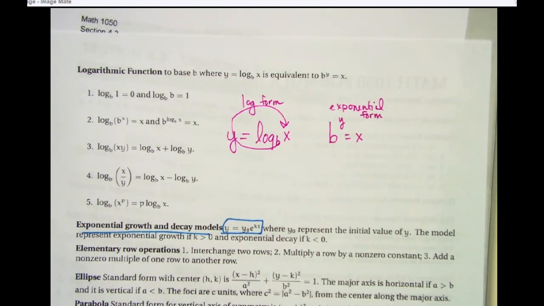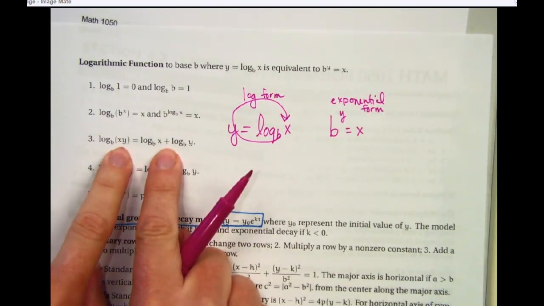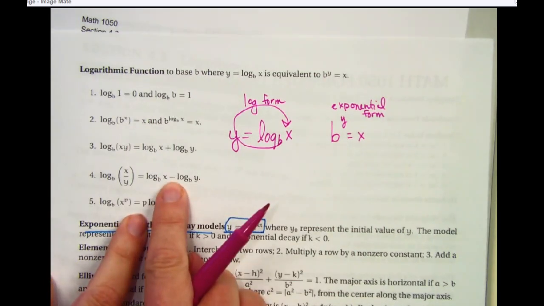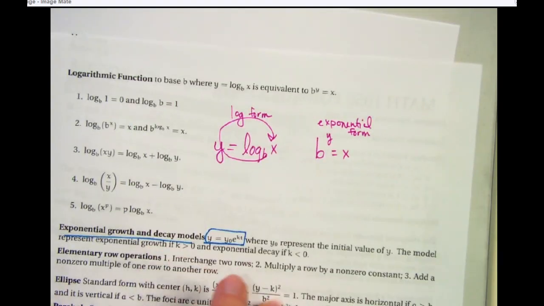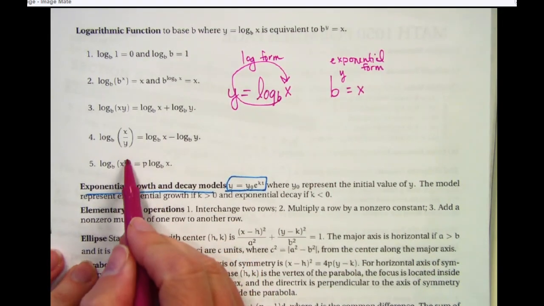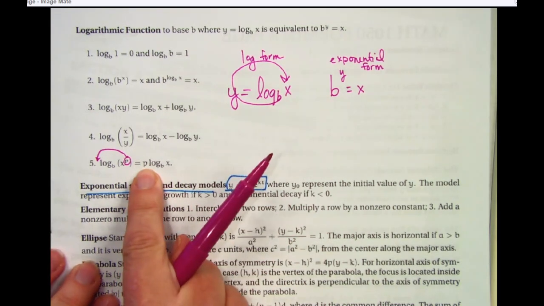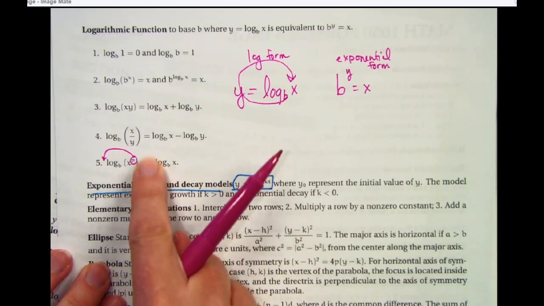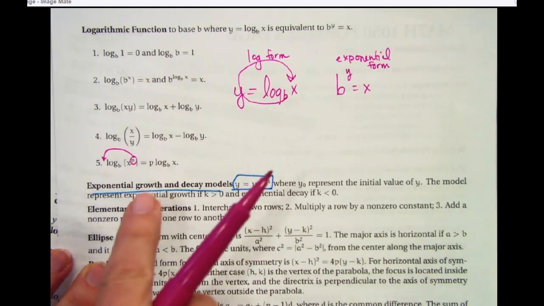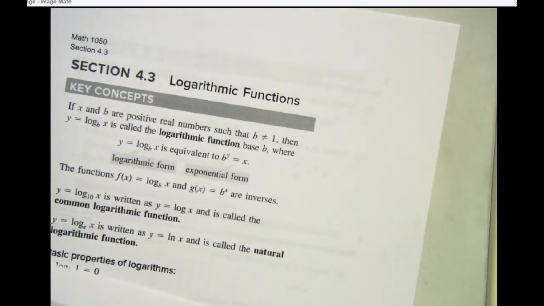A couple things I want to point out. Remember, adding logs, we can smash them together and multiply. Subtracting logs, we smash them together with a division. The power property, this exponent, can become the coefficient. We just talked about that. We'll talk about that one in a minute. All right.